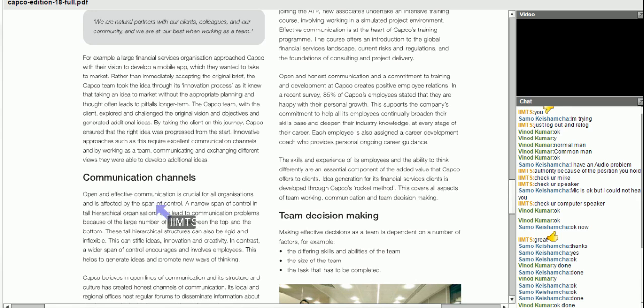Open and effective communication is crucial for all organizations, and it is affected by the span of control. If there is a tall structure, then the communication channel will be hindered because more people will be involved in the communication.